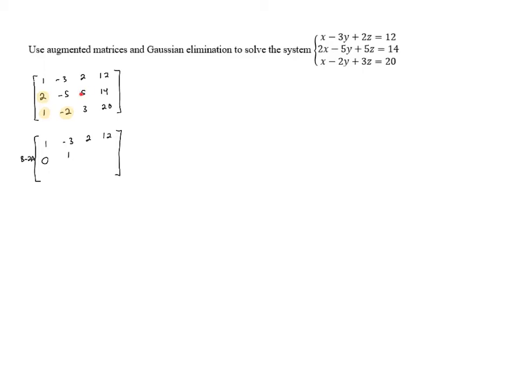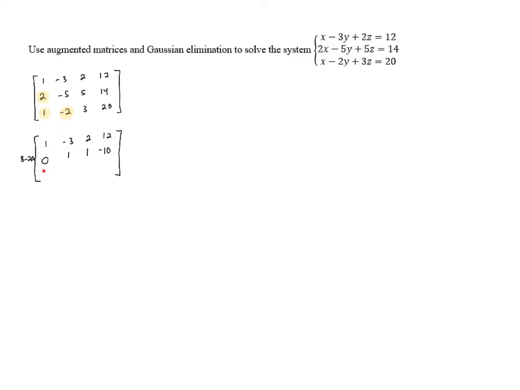We've got 5 minus 4, 2 times 2. 5 minus 4 is 1. And then we've got 14 minus 24, because 2 times 12 is 24. 14 minus 24 is negative 10. So we've got one of those zeros.